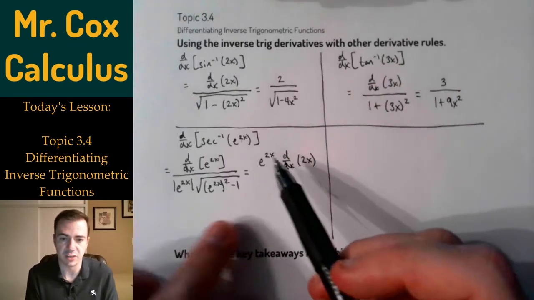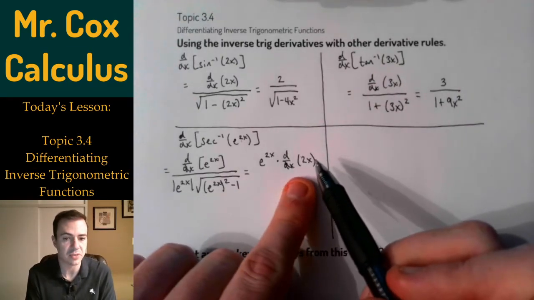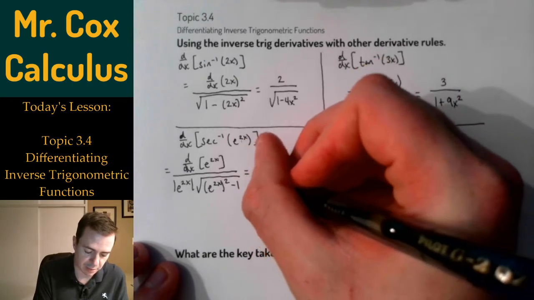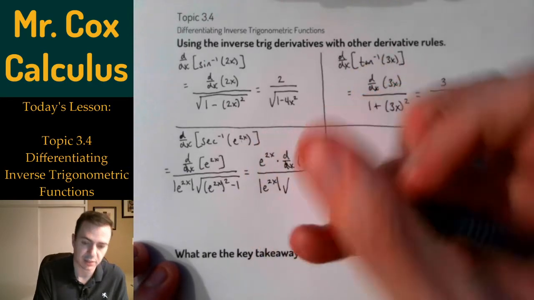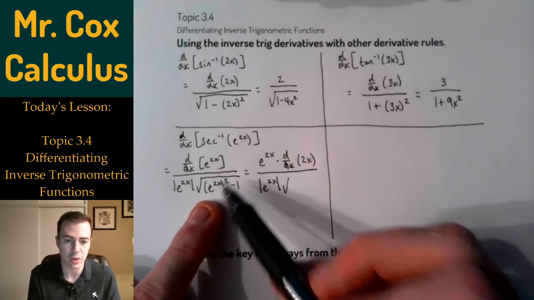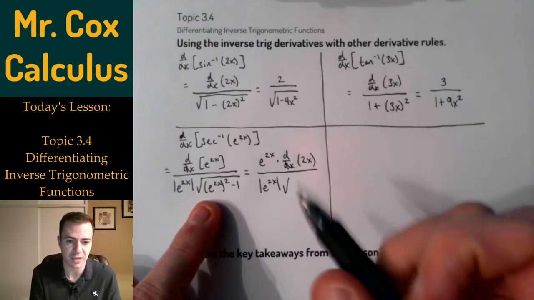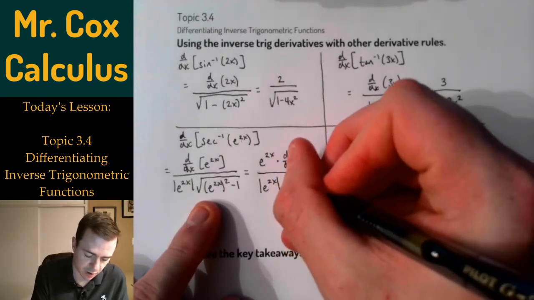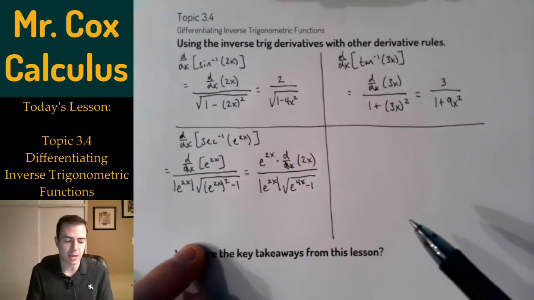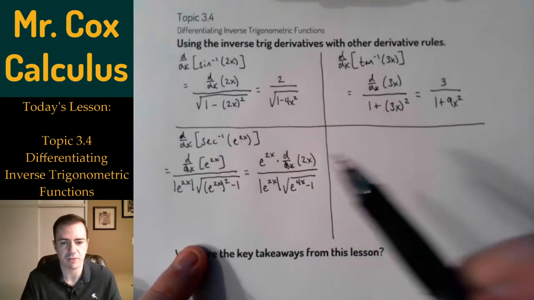So the derivative of e to the 2x, e to the 2x times the derivative of 2x, all over, again, I'm going to have the absolute value of e to the 2x. Here, if I've got e to the 2x quantity squared, remember a power raised to a power, I can multiply those exponents. So this is the square root of e to the 4x minus 1. Now, a couple of things that happen here before we get our final answer.